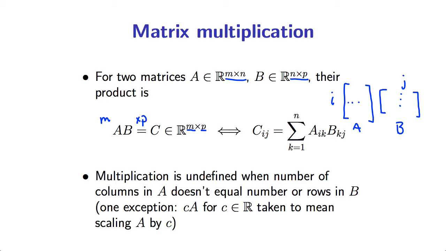Now, an important point is that because of this definition, multiplication is going to be undefined when we don't have this property, when the number of columns in A doesn't equal the number of rows in B. So if A and B were different sizes, say A was still m by n, and B was p by q, then we could not write A times B. Do not write this.